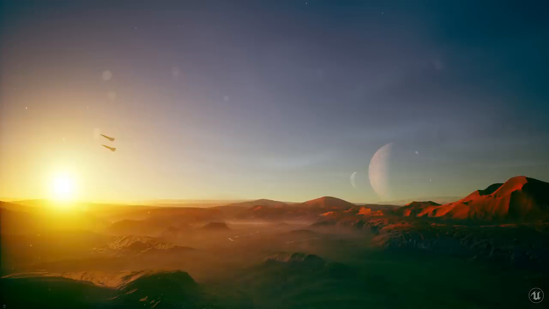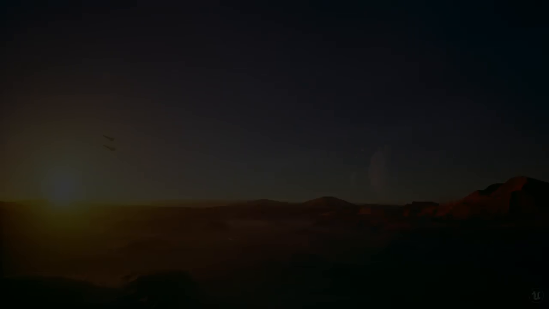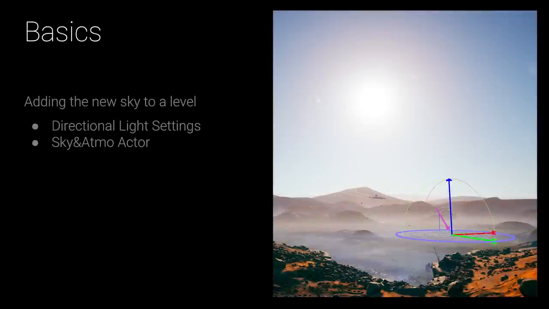So this is the result we're looking for. It's a bit of an alien-ish planet. You can see there's a double moon there, and this is what we're going to use as a demo scene to show the sky and atmosphere rendering. Let's get started. So starting with the basics, it is very, very simple to get this up and running. In fact, we only need to do two things. We need to work with the directional lights, and with the sky and atmosphere actor.